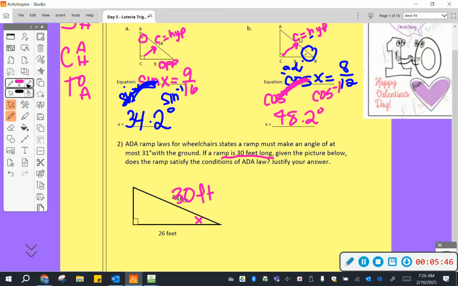So what do I have here? You have adjacent and your hypotenuse. Yeah, you're right. I have the hypotenuse. Everybody please label the hypotenuse. And I have the adjacent because this 26 is right next to my x. Again, what is adjacent and hypotenuse? Cos. So it's going to be the cosine of x. What is my A over my H? 26 over 30.